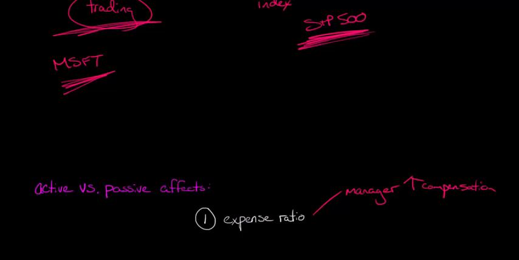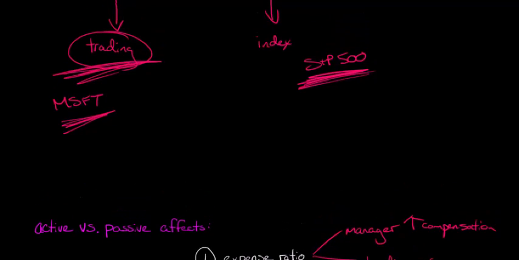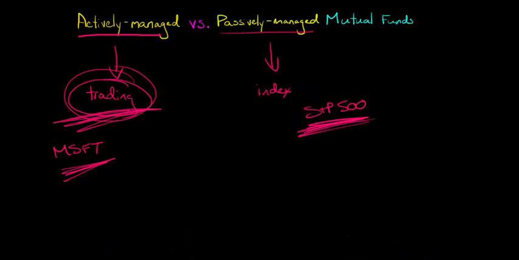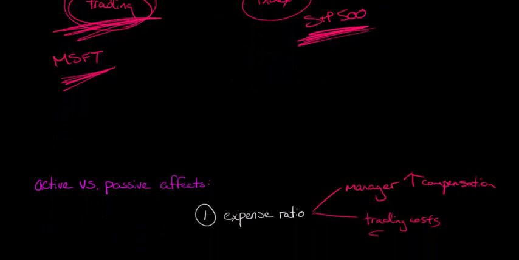But it's not just the manager's compensation. It's also going to affect the expense ratio in terms of trading costs. Because if the manager is constantly turning over the portfolio, constantly buying and selling new stocks, then you're going to have a lot more trading costs. And if you're just buying an index and passively managing the fund, then trading costs are going to be really, really low.